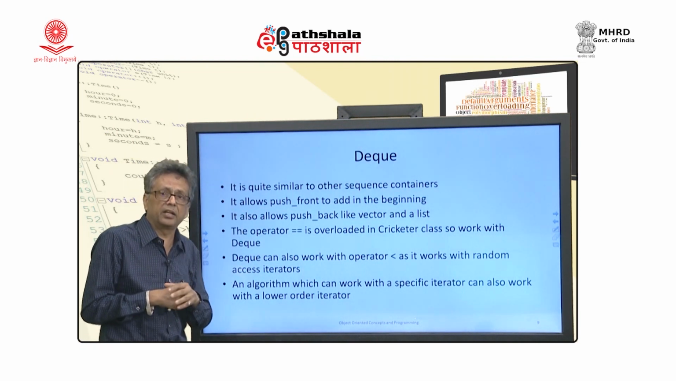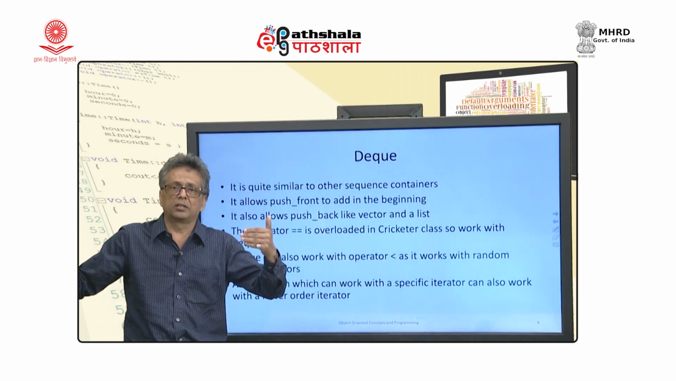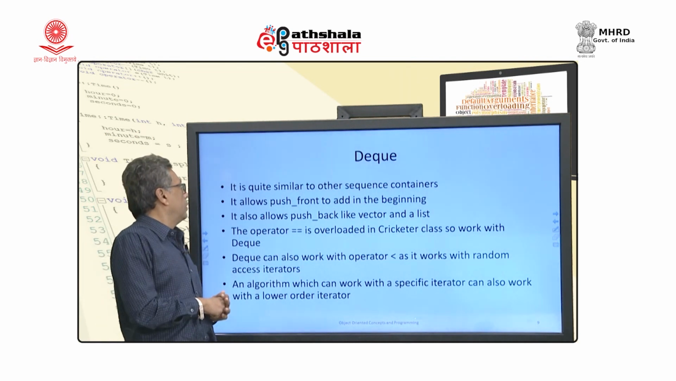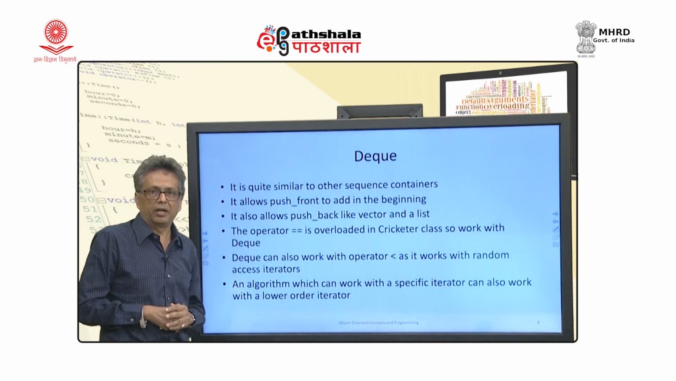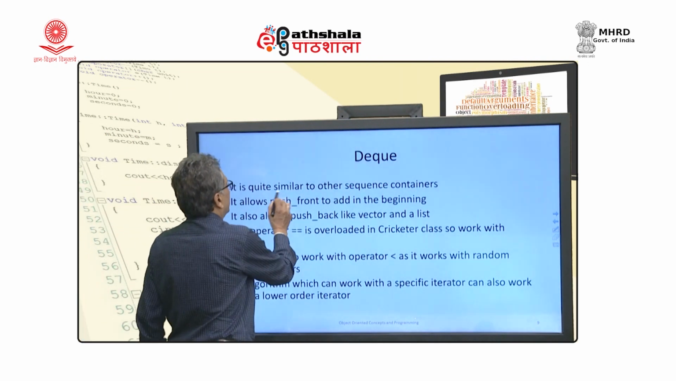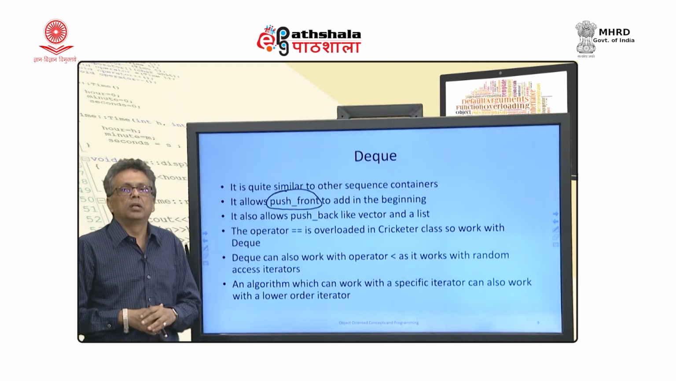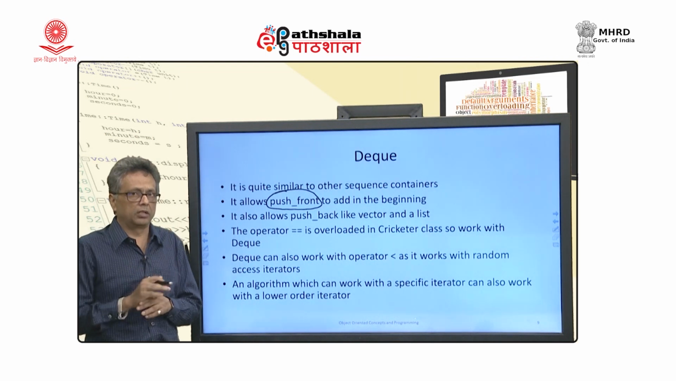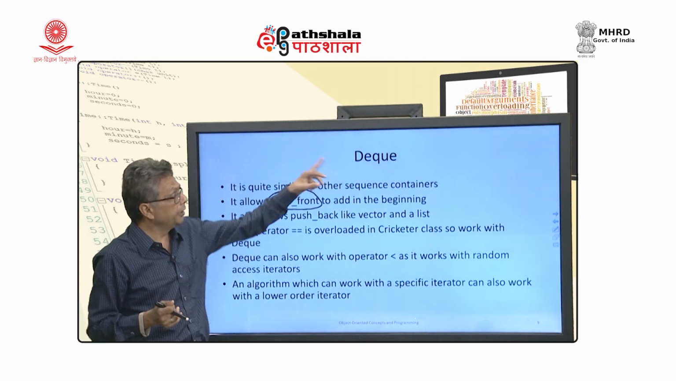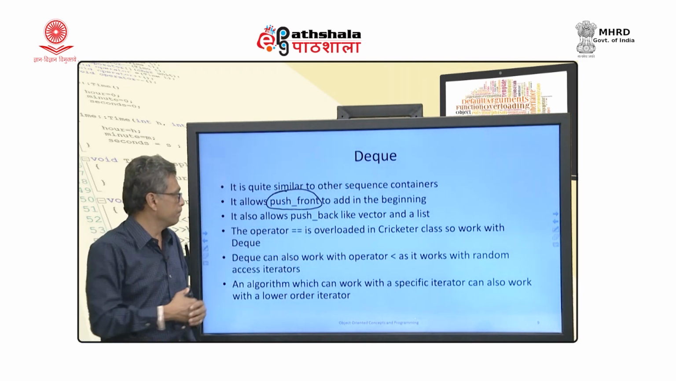Now, the other container is called deque, as I said, a double ended queue. You can insert from one end, insert from the other end, delete from one end, delete from the other end. It is quite similar to other sequence containers, except for this difference. It additionally allows, remember earlier we talked about push back and inserting at the end. List allows push front, vector does not allow push front, vector only allows push back. Deque allows both push front as well as push back.